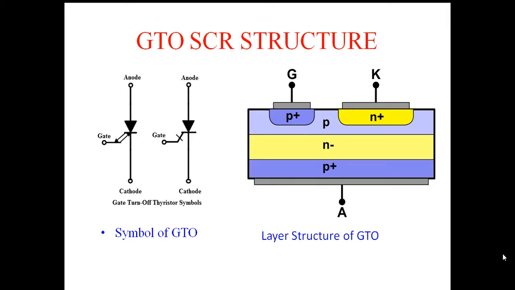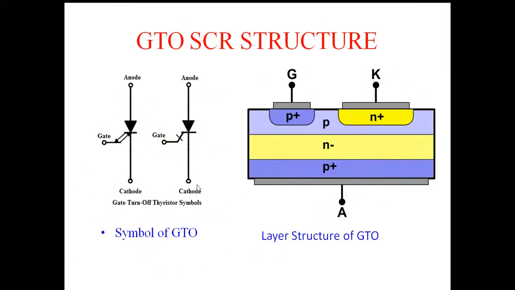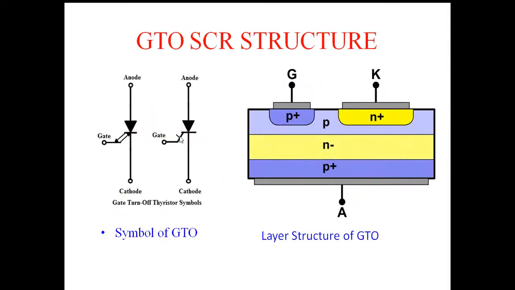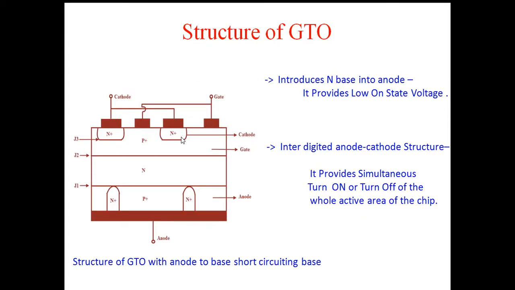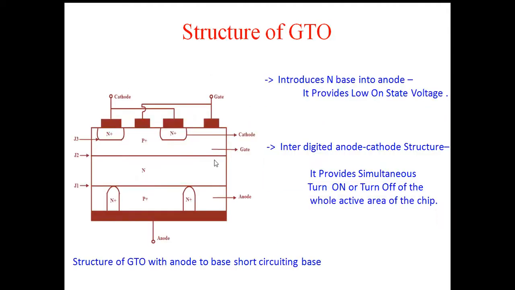The right side will show the layer representation. It is also a PNPN device like SCR, and the symbolic representation will be like this. It has three terminals: anode, cathode, and gate. Across the gate we represent it like this, which indicates that conduction is through positive and negative gate pulses. It can also be indicated like this, or like this. So this is the structure of GTO.